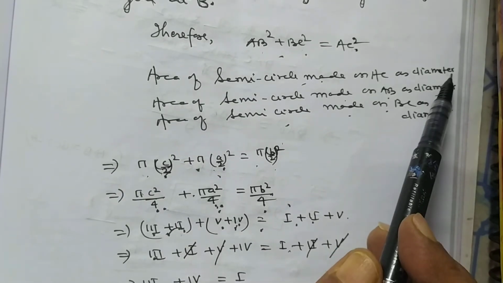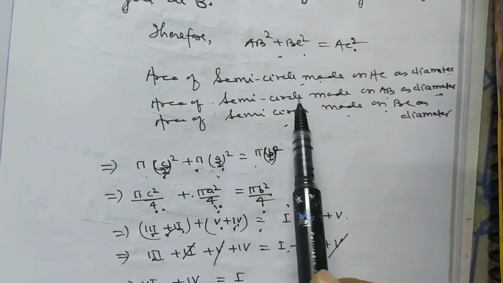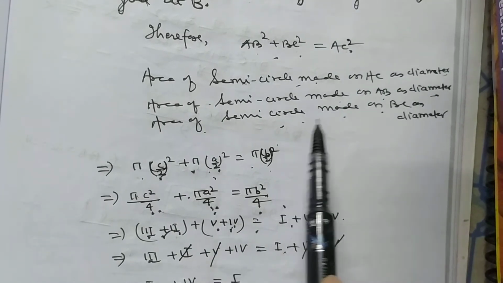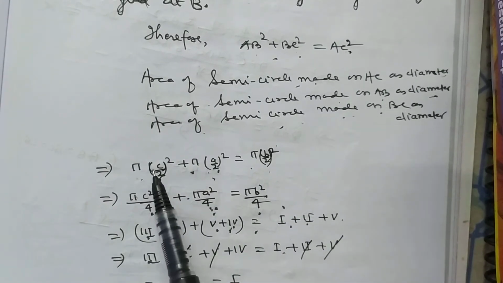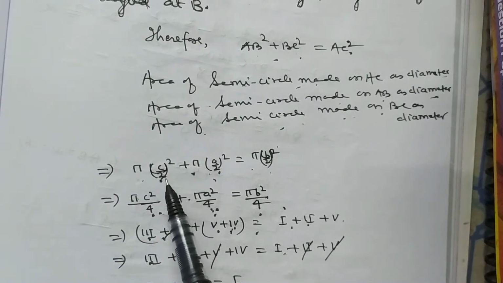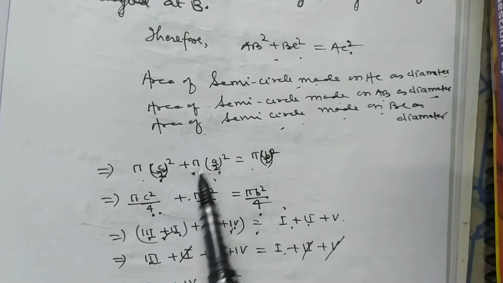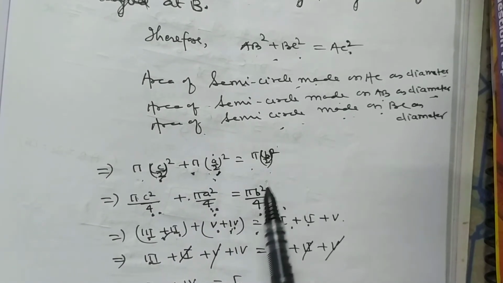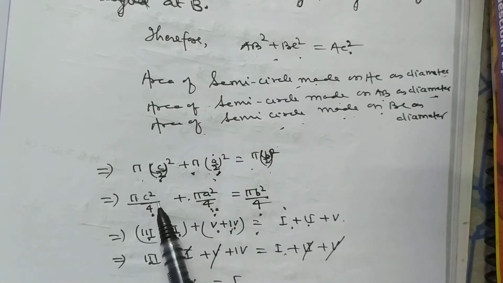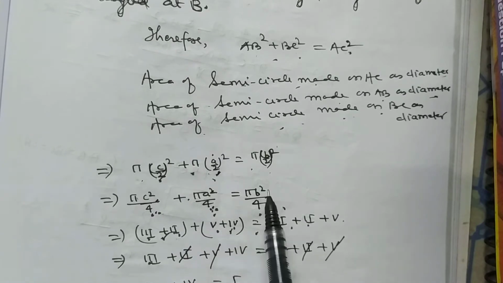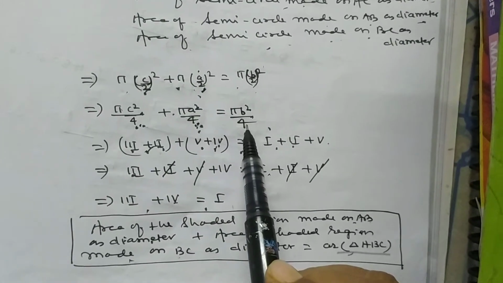And now the sum of the area of the semicircle made on AC as diameter plus the area of the semicircle made on AB as diameter is equal to the area of the semicircle made on BC as diameter. Now the area of a semicircle with diameter is pi into C by 2 whole square plus pi into A by 2 whole square is equal to pi into B by 2 whole square, that is pi C square by 4 plus pi A square by 4 equals pi B square by 4.